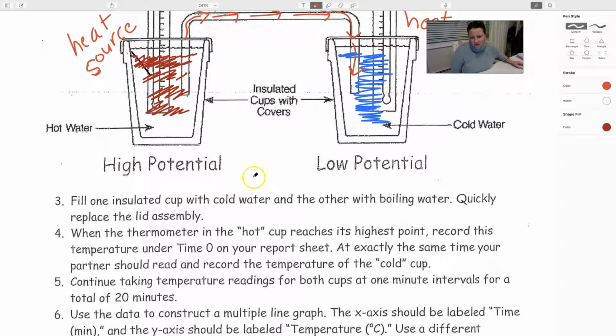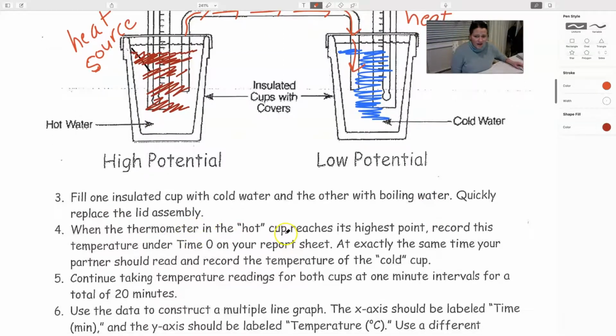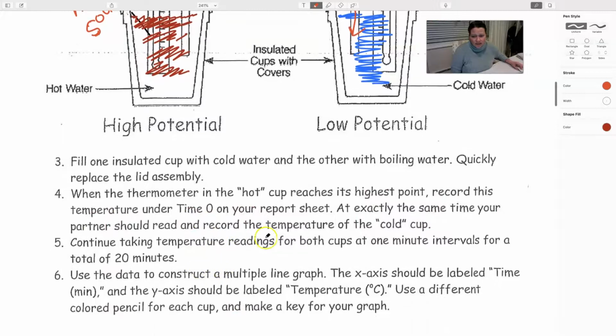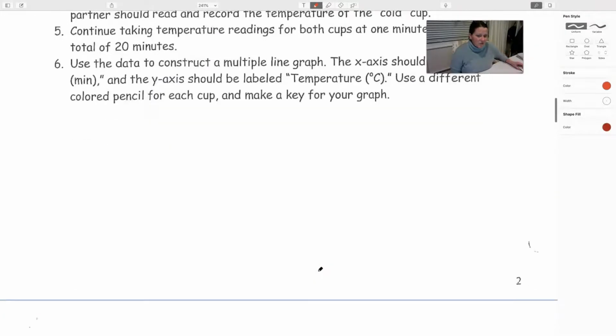We'd watch this in person. So what it says here is fill the insulated cups with cold and hot water, boiling water, quickly replace the lids. When the thermometer in the hot cup reaches its highest point, you start recording. Normally we would take the temperature readings for both the cups at 1-minute intervals for a total of about 20 minutes. And then we would construct a graph to show this.